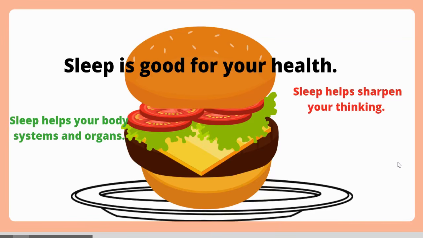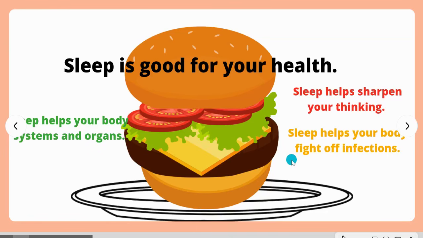The next detail is that sleep helps your body systems and organs. Your body releases hormones during sleep that help repair cells and tissues in our body. So this detail goes back to the main idea of why sleep is good for your health. The third detail is that sleep helps your body fight off infections. So this detail goes back to the main idea of why sleep is good for your health.